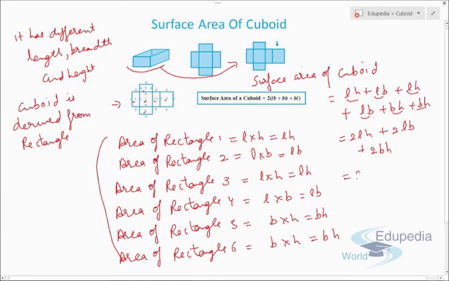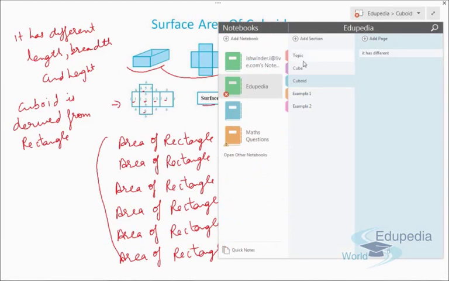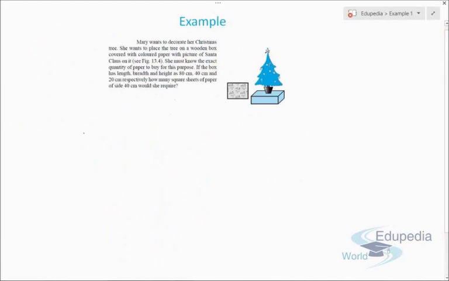Now we can take 2 common, so it comes out to be 2 times LH plus LB plus BH. So we have a formula for surface area of cuboid as 2 times LB plus BH plus HL. So this is how we can derive the formulas for cube and cuboid. Now let's discuss some examples related to cube and cuboid, how we can use this concept to solve various types of questions. So let's discuss example 1.